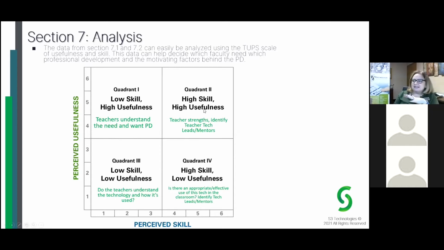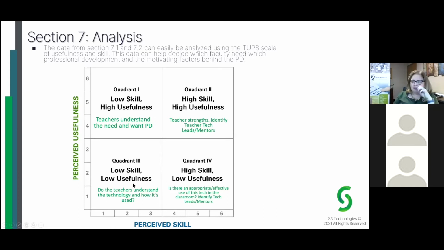Whereas quadrant 2 is high skill, high usefulness. So that's teachers already know what they're doing with that. They already know that it's important to use. But when I see teachers rate things that fall in this area, that's where I can identify my mentor teachers. So if I see teachers who rank Microsoft Word as high skill, high usefulness, I can pair them up with somebody who maybe ranked it as low skill, high usefulness.